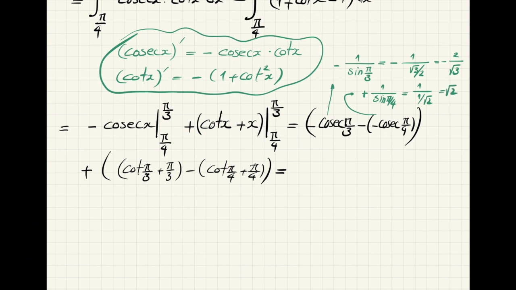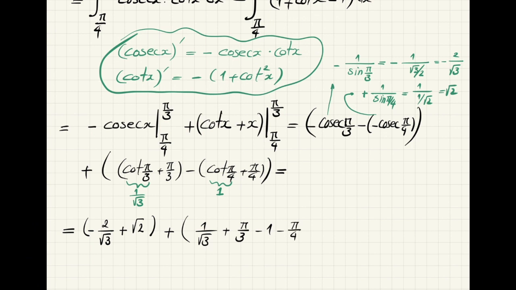And then here cotangent of pi over 4 is just 1, cotangent of pi over 3 is 1 over a square root of 3. So using these things, I can calculate it and write it as minus 2 over square root of 3 plus square root of 2 plus 1 over square root of 3 plus pi over 3 minus 1 minus pi over 4. Yes, so this is the value that I get.